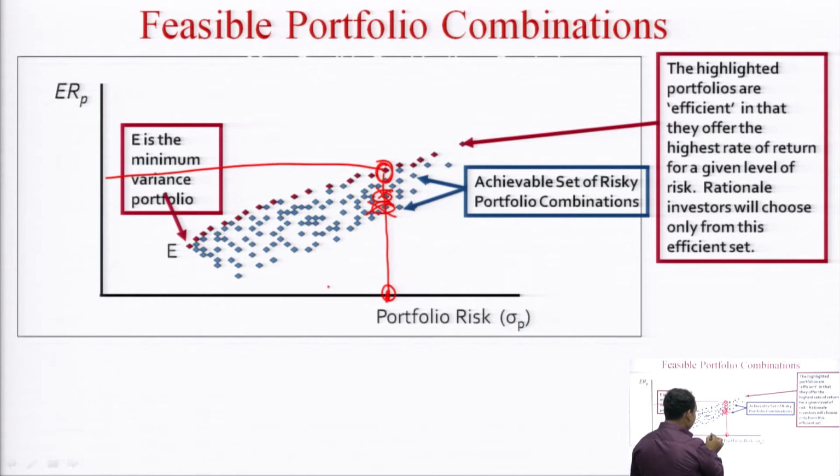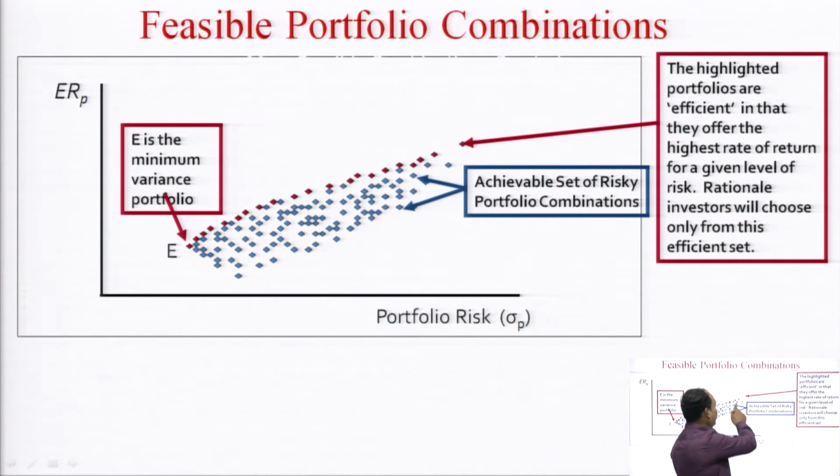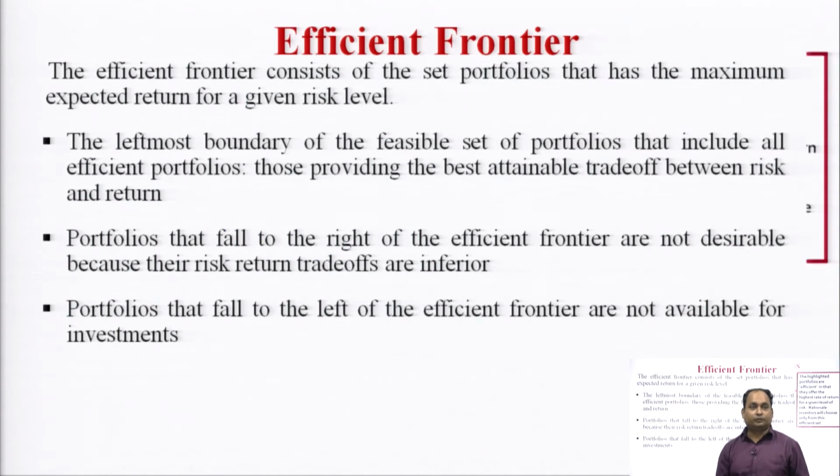If we are going for this, at the same amount of risk, the return is higher. So, the red colored points are the highlighted points of portfolios which are treated as the efficient or optimum risk portfolios. Efficient portfolio means an efficient combination where the risk is low and return is high, where the risk is low at a given level of return, or the return is high at a given level of risk. E is the minimum variance portfolio.